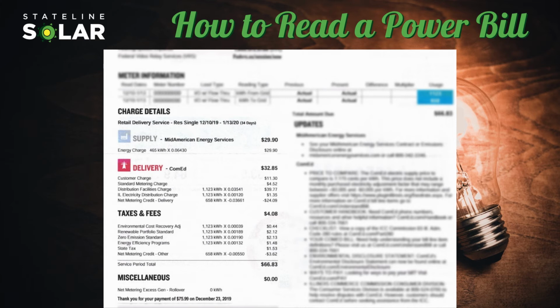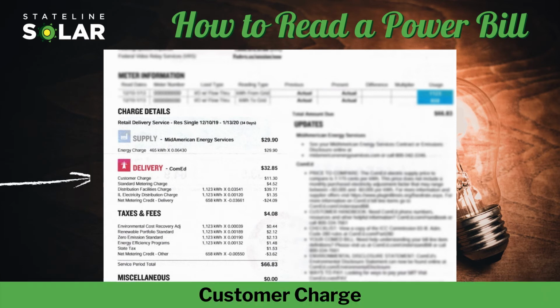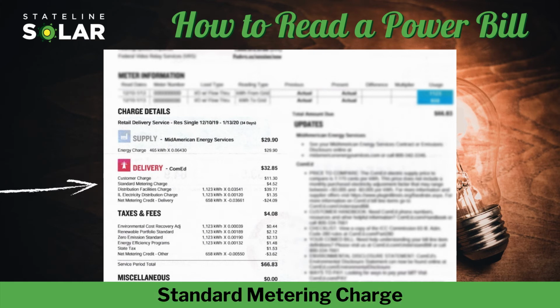Here we can see a customer charge of $11.30. That is not based upon the kilowatt hours. That is just a normal monthly charge. This is one thing to note that we cannot get rid of. We cannot reduce this charge. It is a fixed monthly charge from ComEd directly. The second one would be the standard metering charge. That is very similar to the customer charge in that we cannot reduce that charge. It is a fixed monthly charge.